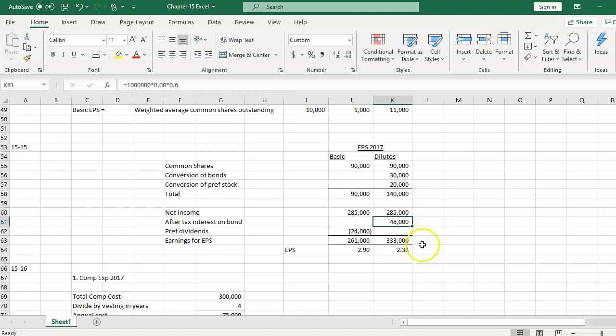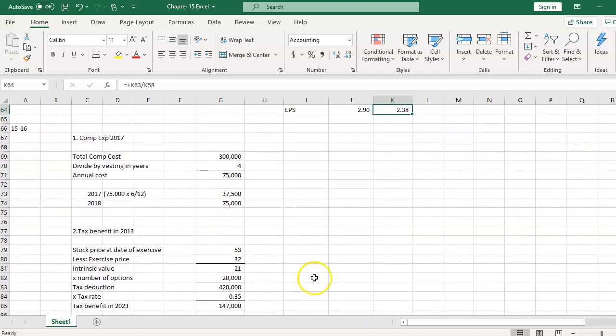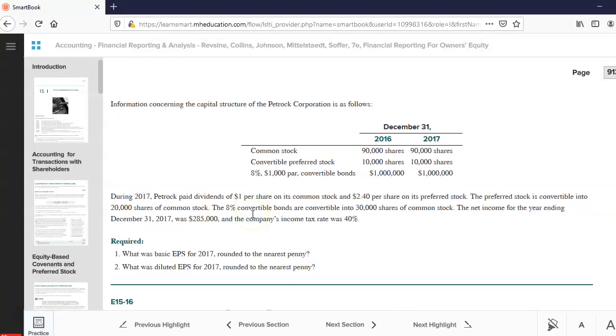But I would still have to deduct the bond interest. So that gets your calculations right there. Okay, now we truly do have just one left. And this is question 16.